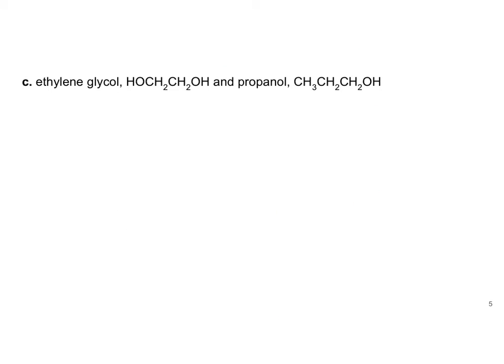We have one more to go through. This is ethylene glycol and propanol. These two structures both have C3H6O, so they're the same, they're just set up differently. I'm going to draw these structures, but I'm first going to figure out how many valence electrons I need to find a home for.